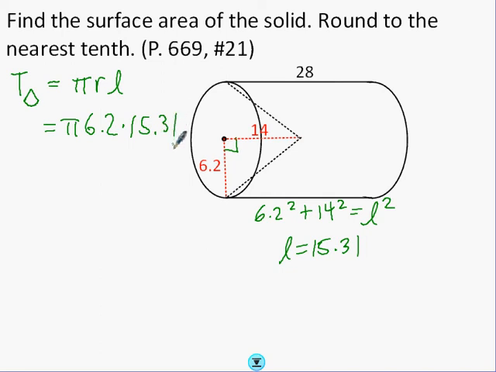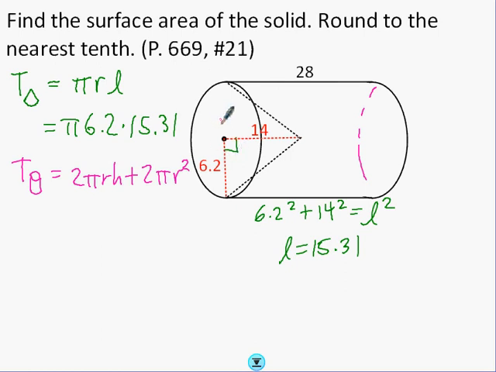All right. So plug this in. We'll have the surface area of the cone. And now we have to find the surface area of the cylinder. The surface area of a cylinder is equal to 2 pi r h plus 2 pi r squared. Again, 2 pi r h is the lateral area. That's this part right here. One of the pi r squareds is here. The other pi r squared is here.